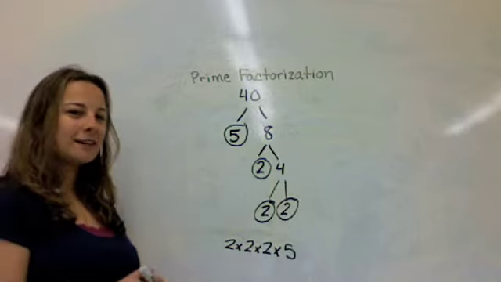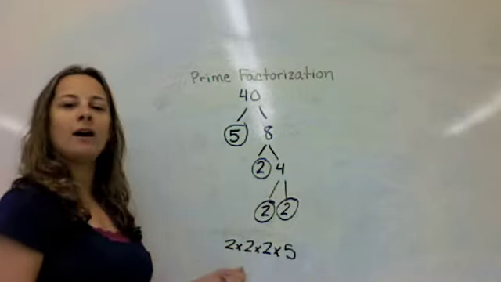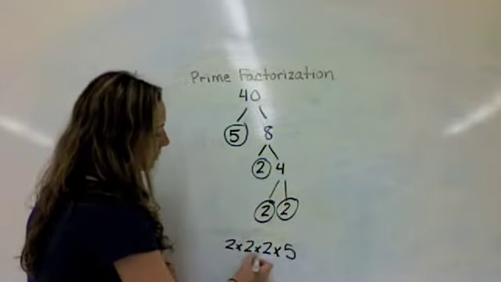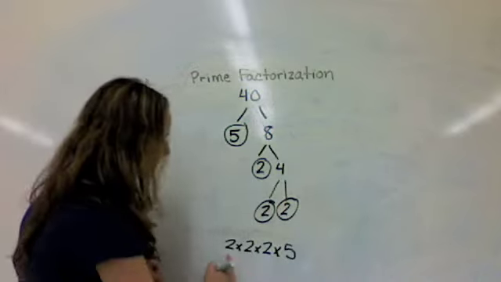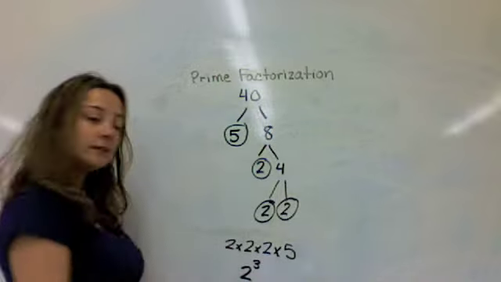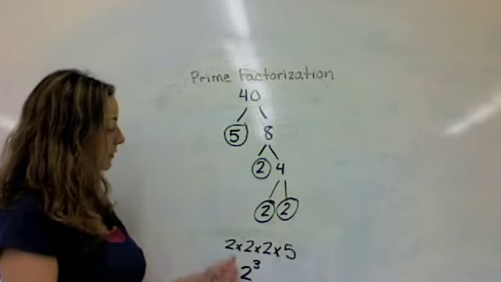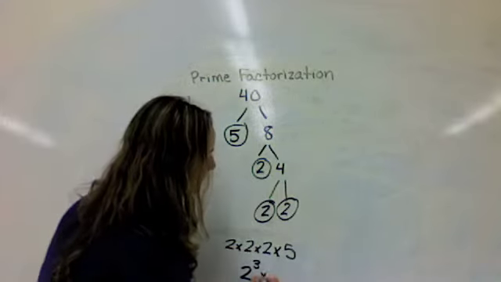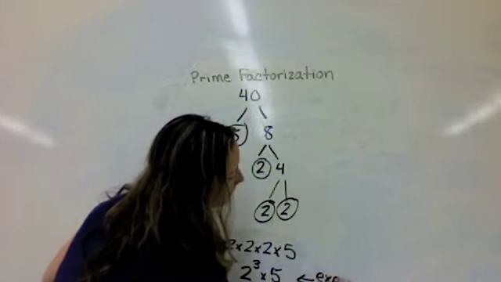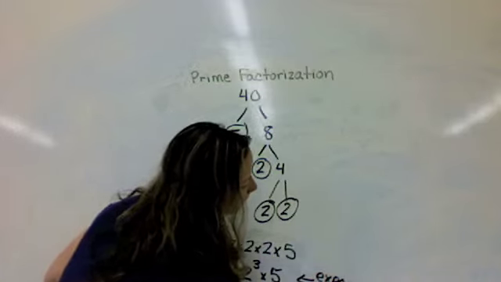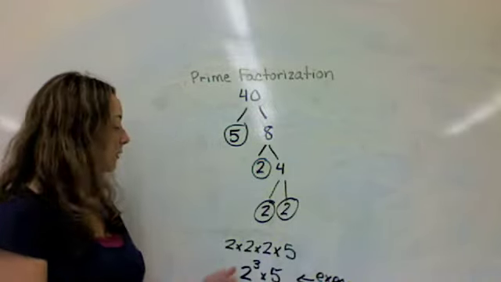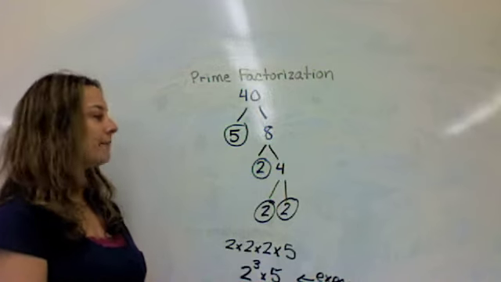Since math people like to do things shorthand, what we often do is write our prime factorization with exponents. So we have 1, 2, 3 2's. Instead of writing 2 times 2 times 2, we can write 2 to the 3rd power, which indicates that we're multiplying 2 three different times, times 5. And this here is the way that we can write our prime factorization with exponents. It's a shorthand way, and it's an easier way to quickly look and see that we had 3 2's and 1 5 that make up our prime factorization.